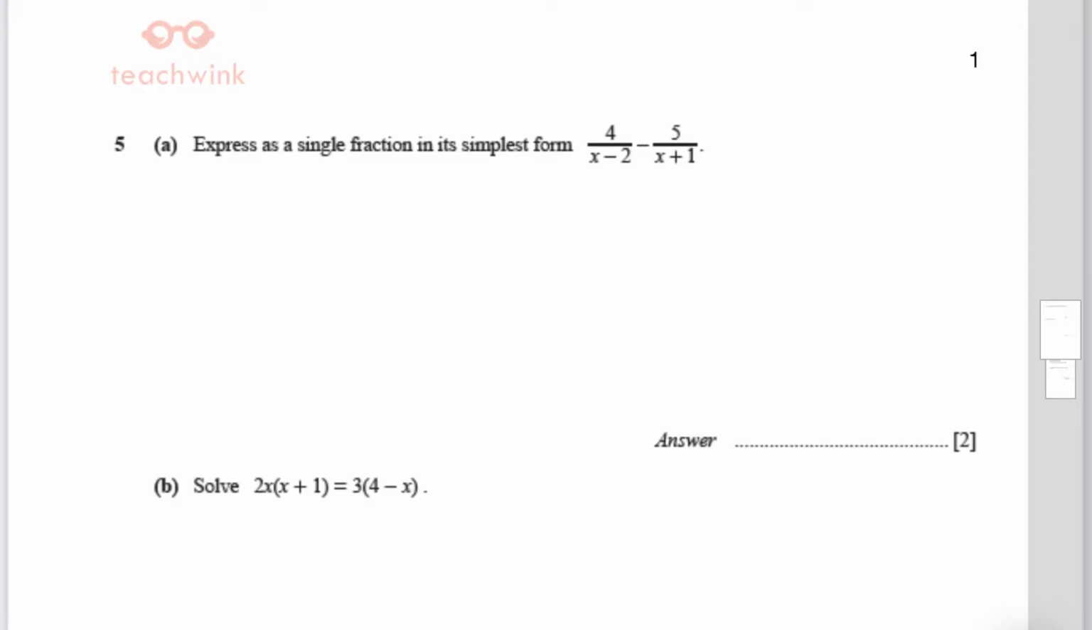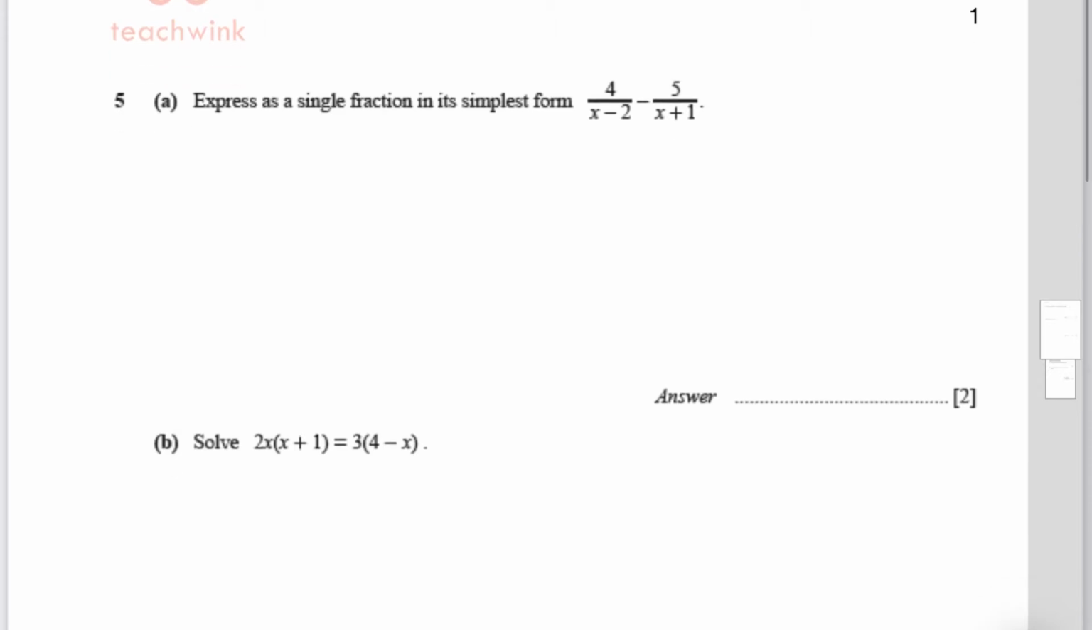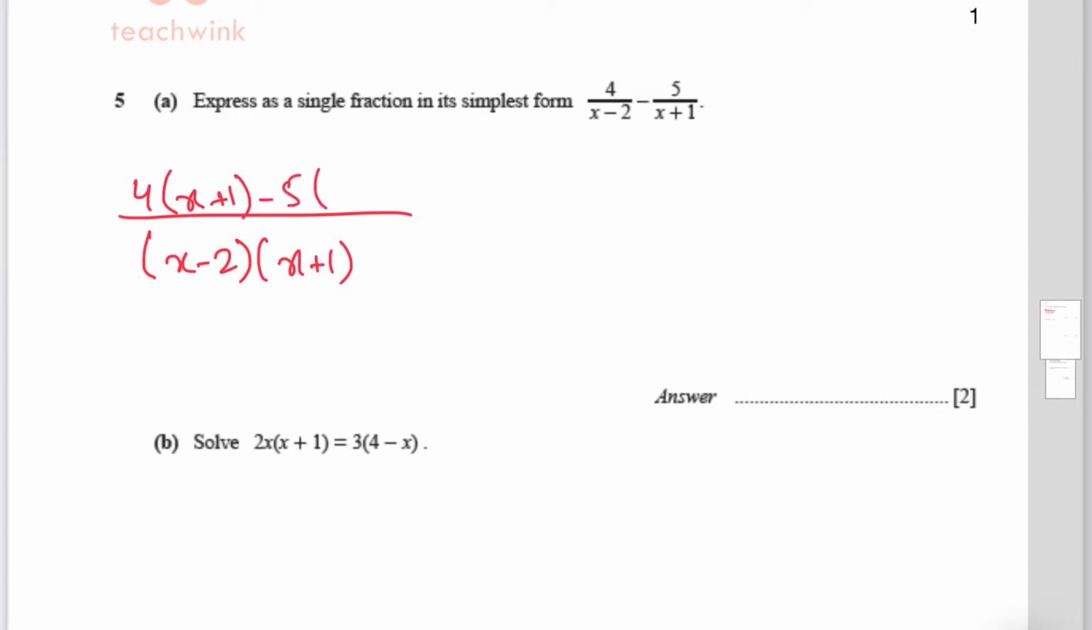So let's start. The question reads, express as a single fraction in its simplest form 4 over x minus 2 minus 5 over x plus 1. That means first we find the LCM. The LCM is simple. It is x minus 2 times x plus 1. Then we write 4 times x plus 1 because that's not present below 4, and then you do minus 5 times x minus 2. Let's open this up.